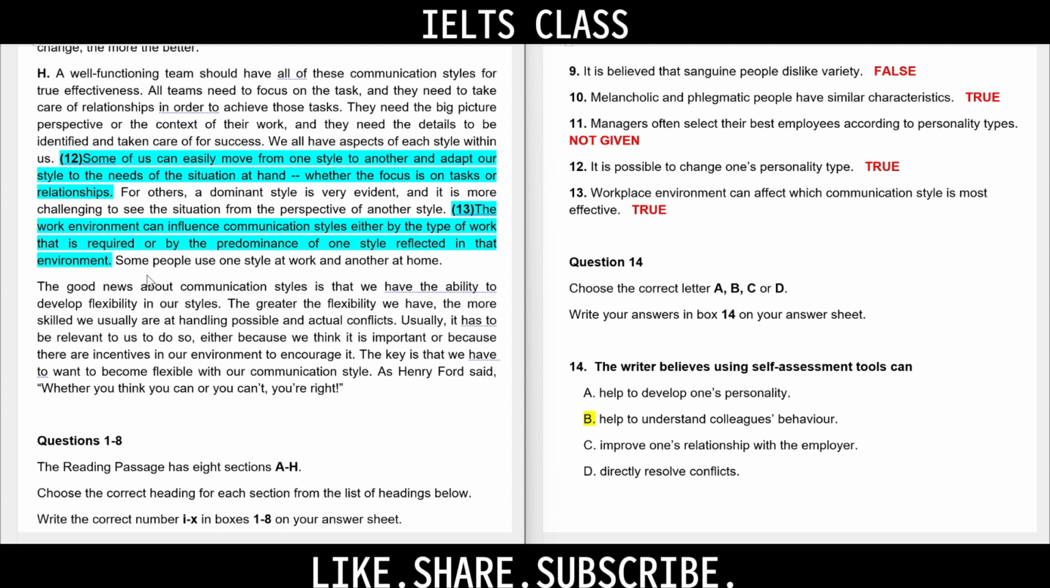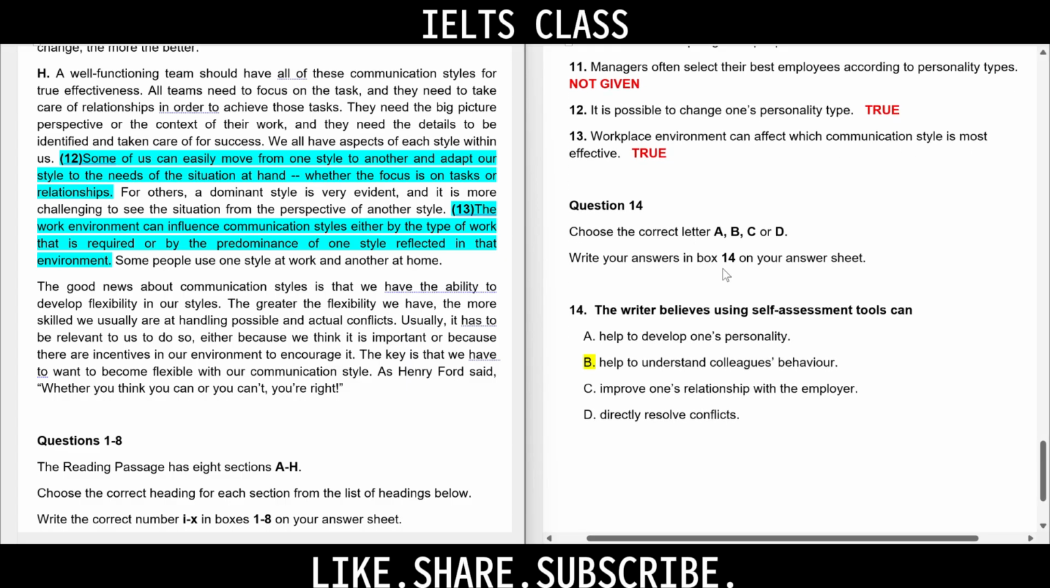So the workplace environment can influence communication styles, either by the type of work that is required, or if any one style is dominating in that environment. This is how workplace environment can affect which communication style is most effective. So the answer is true. Now last question, finally, MCQ.